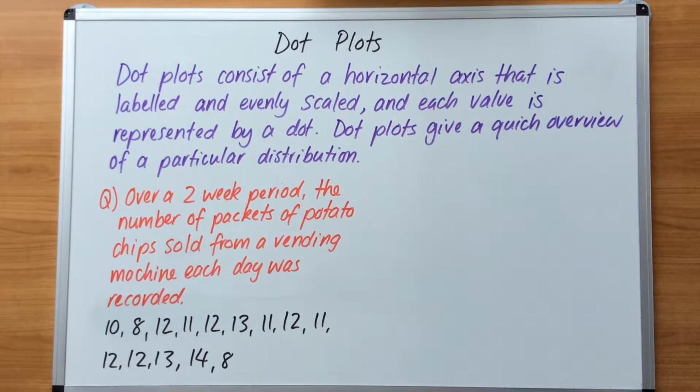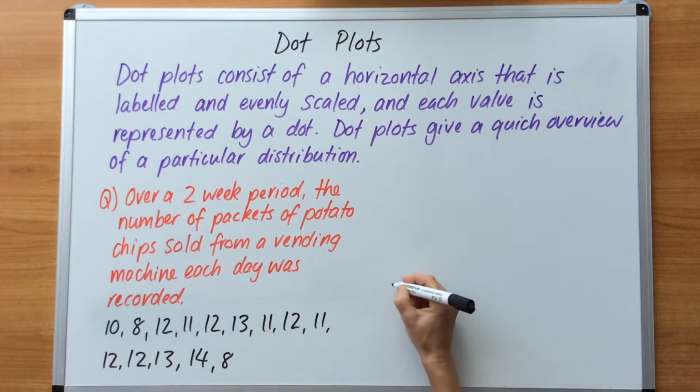So we're going to draw a dot plot based on this question over here on the left. Over a 2-week period, the number of packets of potato chips sold from a vending machine each day was recorded. And we have 14 numbers here to represent 2 weeks. And this is how many packets of chips were sold on each of those days. So we're now going to represent that in a dot plot.